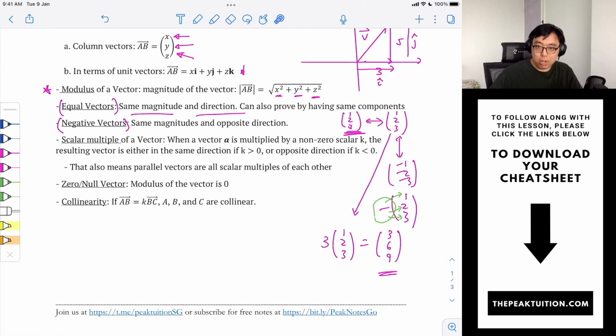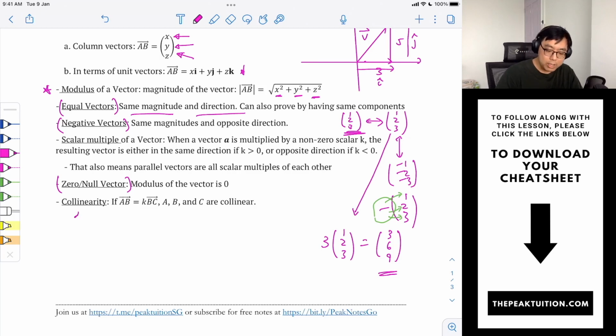Of course, if the constant that you multiply is negative, then we'll end up having the opposite direction. But if not, it will be pointing in the same direction. The scalar multiple of a vector is parallel to the original. When we multiply a vector by 0, we end up with a 0 vector because all the components just turn into 0. In that case, the vector is just nothing, it's just 0. So that defines our 0 or null vector.